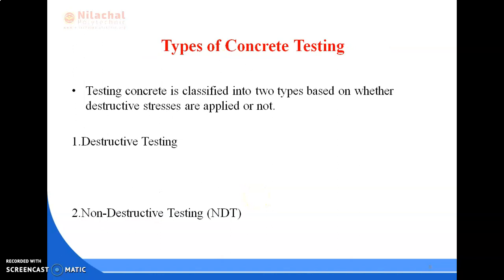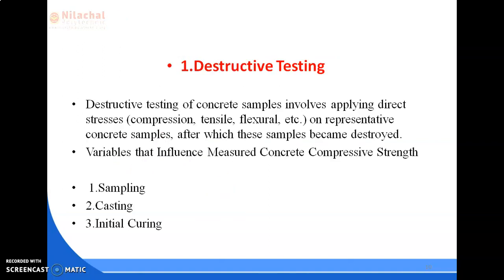So, to know the quality properties of hardened concrete, there are some different types of testing procedures available, basically divided into two categories. One is destructive testing, another one is non-destructive test, NDT test. First is destructive test. Destructive testing of concrete samples involves applying direct stresses on representative concrete samples, after which these samples become destroyed.